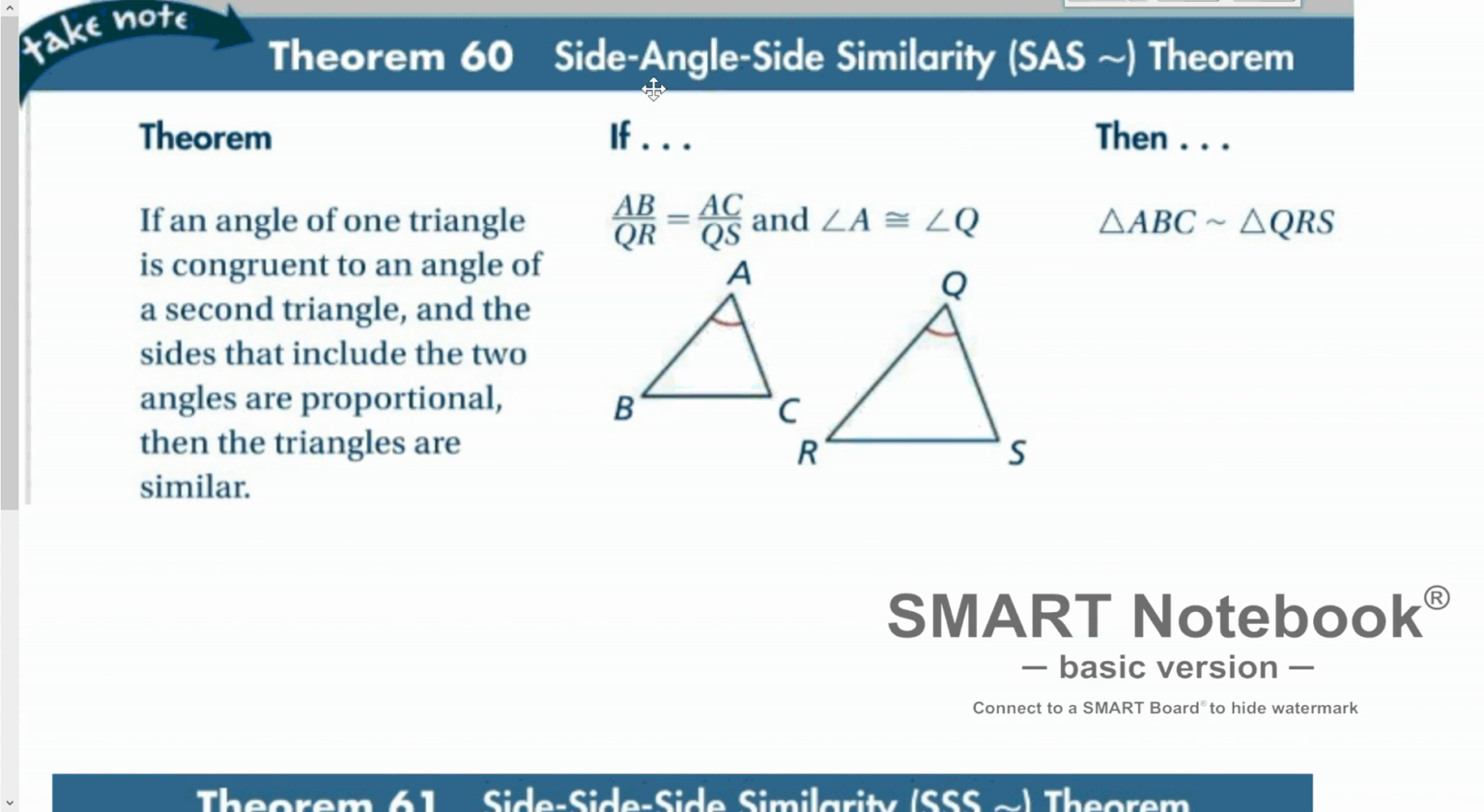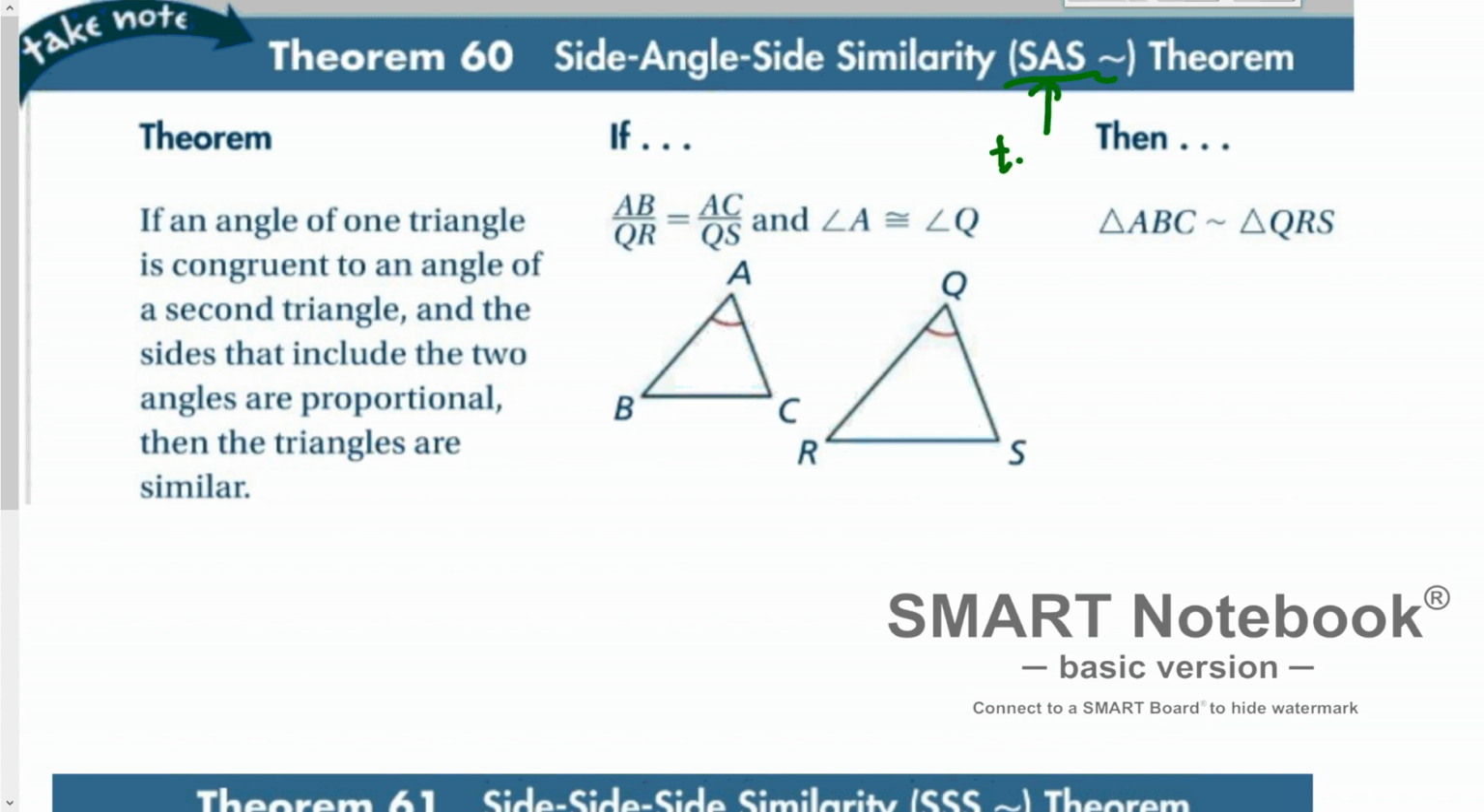This new theorem is called side angle side similarity. So you can shorthand it this way, and that's a theorem. A theorem is something that you can prove. A postulate is something that you kind of accept as fact. So we need two sides and an angle in between.